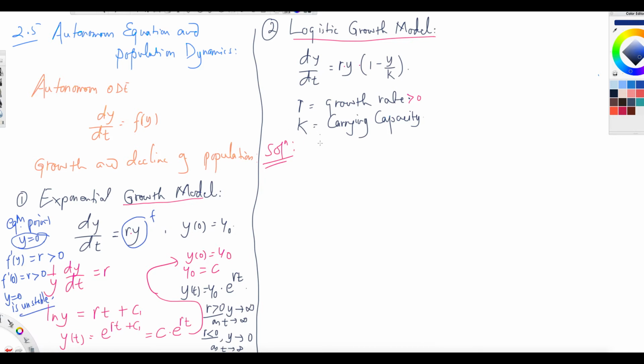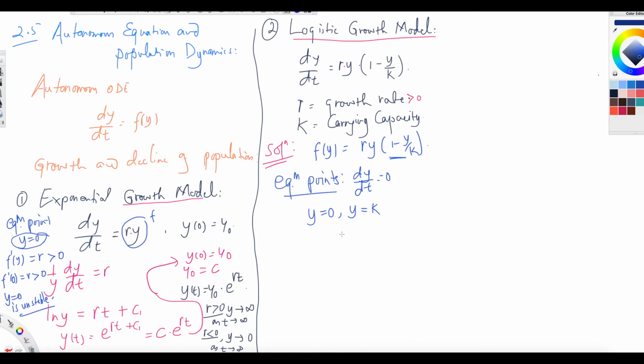Now, similar techniques will be used to find the equilibrium points and then the stability. Okay, so let us do that. What is f of y here? f of y is the right-hand side, ry times 1 minus y over k, right? So what are the equilibrium points? Equilibrium points are the solutions. You set dy over dt equal to 0 and find out what you get. y equals 0, and if you set the other factor equal to 0, you get y equals k. So there are two equilibrium points, y equals 0 and y equals k.